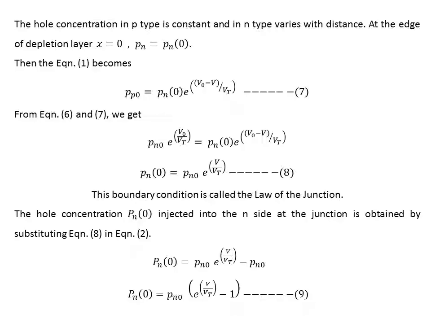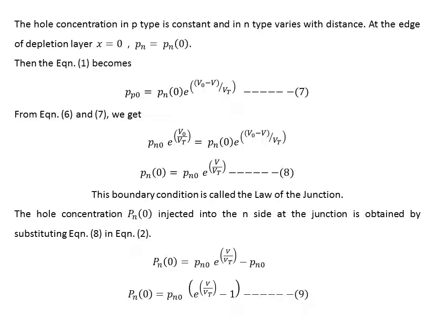From equations 6 and 7, we get equation 8 as Pn(0) = Pn0 · e^(V/Vt). This boundary condition, which establishes the relationship between the hole concentration at the junction, the equilibrium concentration and the applied voltage, is known as the law of the junction. This is a boundary condition.